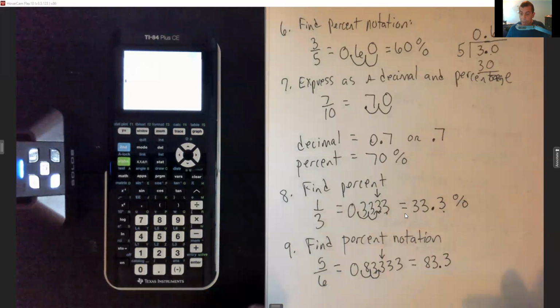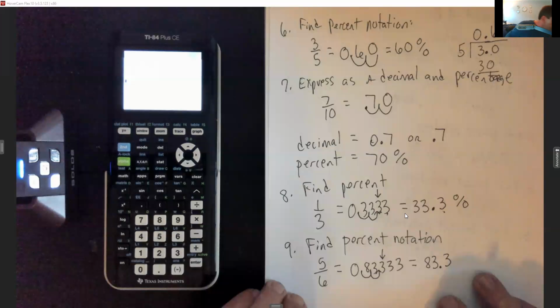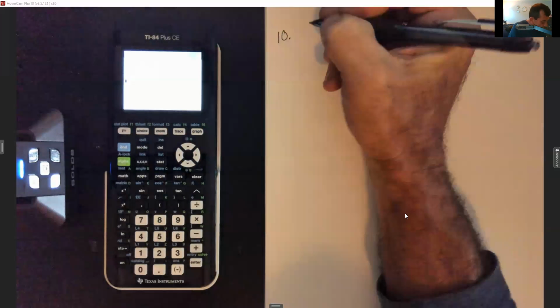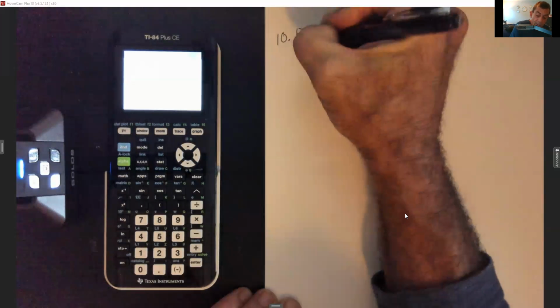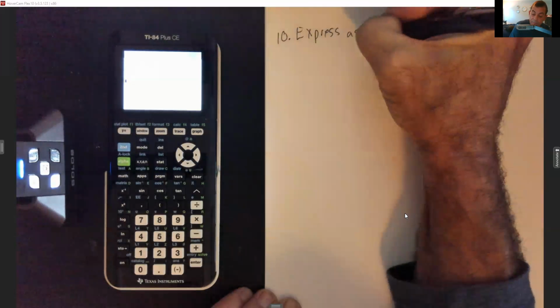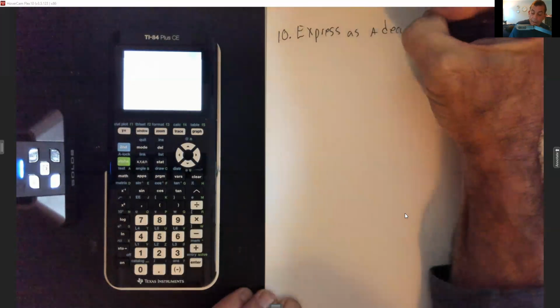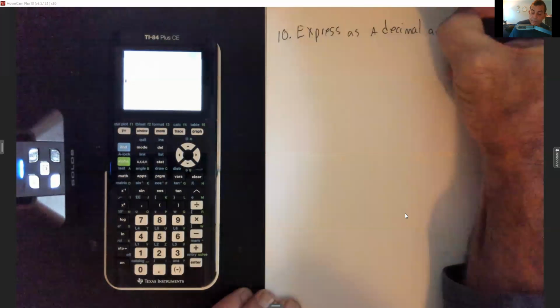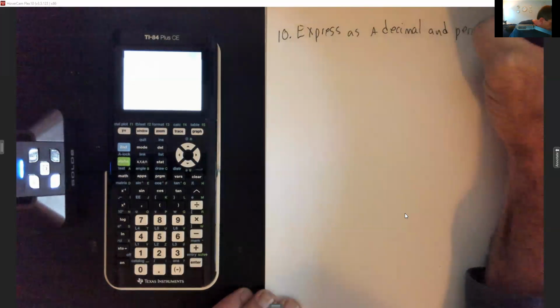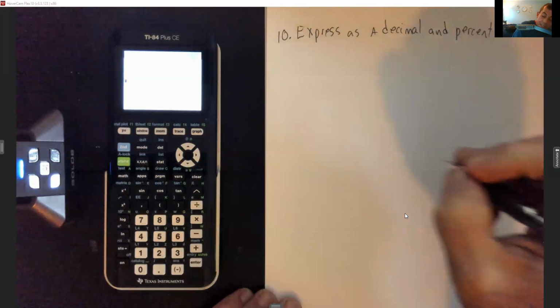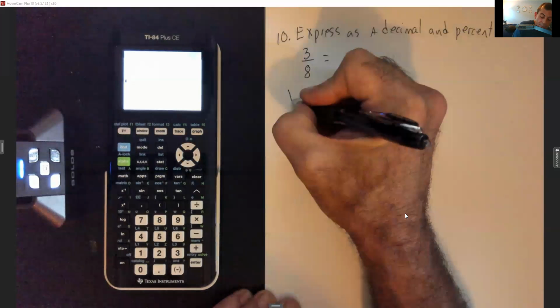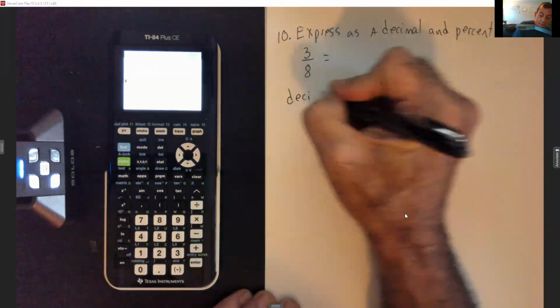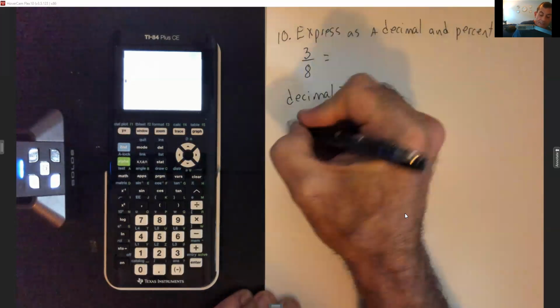All right, y'all, I got one more to do. This was going to be a short little support lesson. So number 10, they want me to express as a decimal and percent. And they're giving me 3/8. So I'll get my decimal first, and then I'll do my percent.